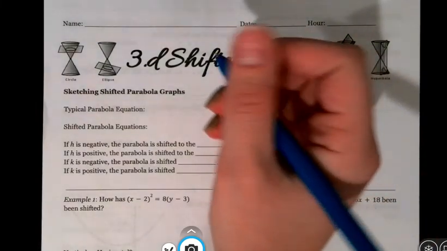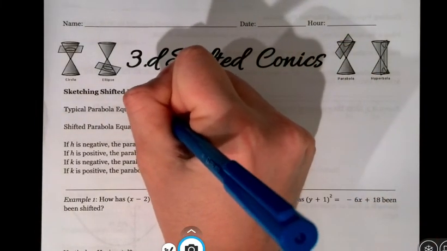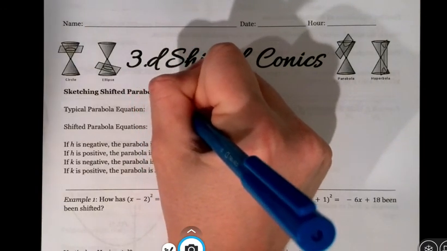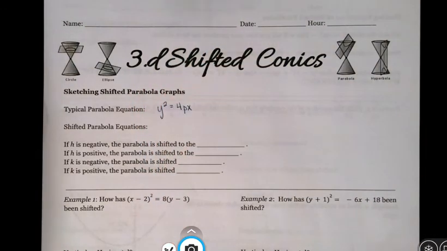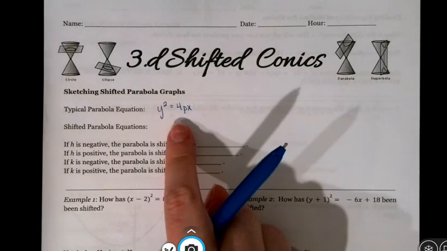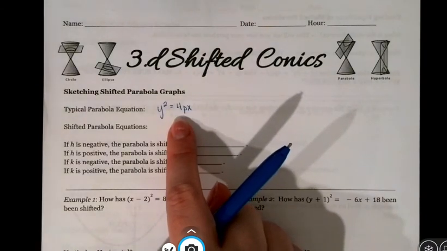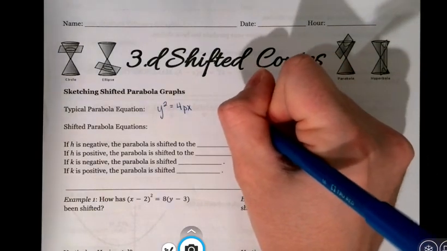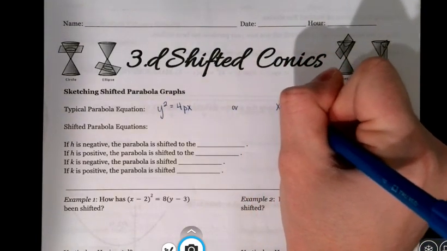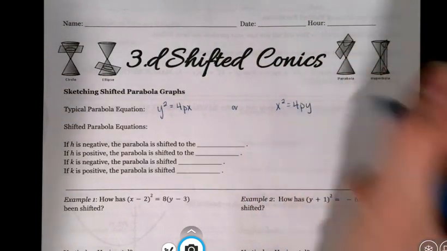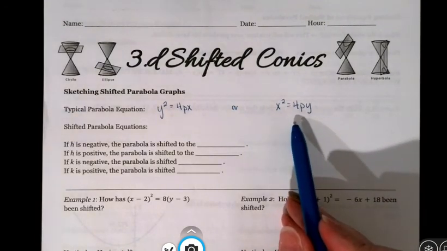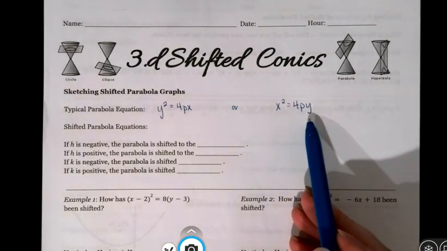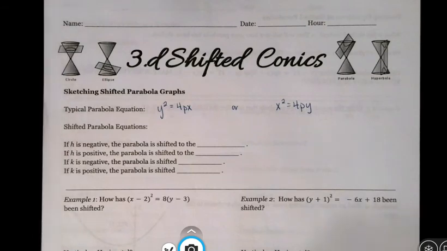Our typical one before, we had y squared equals 4px. And this was if we had a horizontal parabola, and I know it's horizontal because x is my normal variable. And then the other one was x squared equals 4py. And this is the equation of a vertical one because the y is my normal variable.